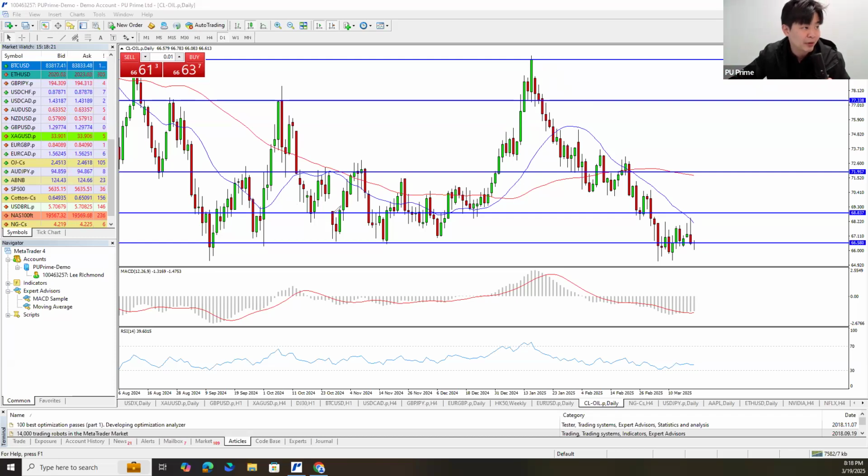So I'll give you another example here. Here is a bullish engulfing candlestick. When testing a support level at 66.60, it managed to rebound back. So here is another example, combined with a strong support level at 66.60, it managed to rebound back.